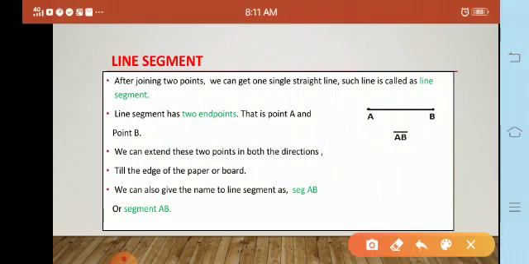Line segment. After joining 2 points, we can get one single line. Such a line is called a line segment. A line segment has 2 endpoints, that is point A and point B. We can extend these points in both directions till the edge of the paper. We can also give the name to the line segment as seg AB or segment AB. This is the symbol. You can use this symbol for showing a line segment.